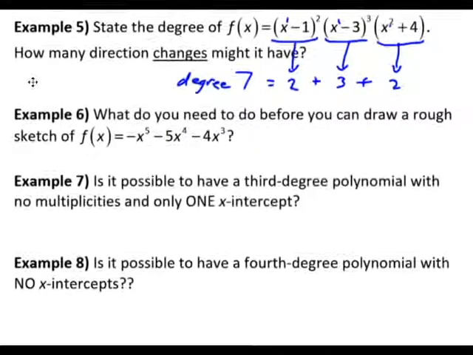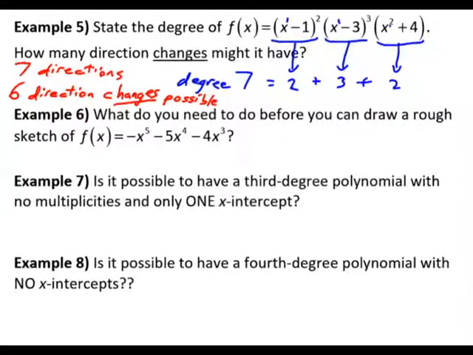This means that the polynomial could have 7 different directions, which means that the direction could change up to 6 times. Remember that these are the maximum possible. Remember, if you want to draw a rough sketch of a polynomial like this that is not in factored form, we need it in factored form in order to get the zeros.